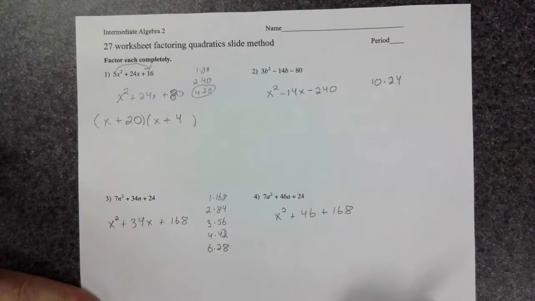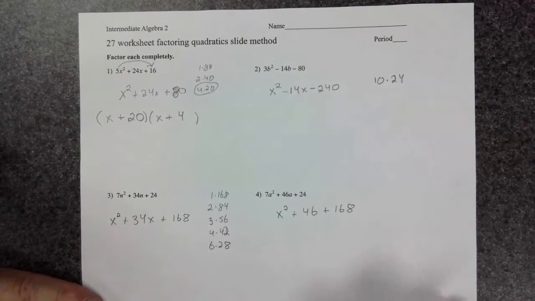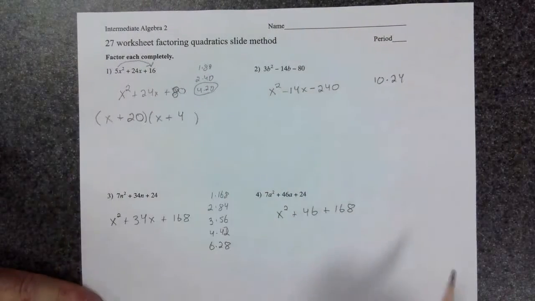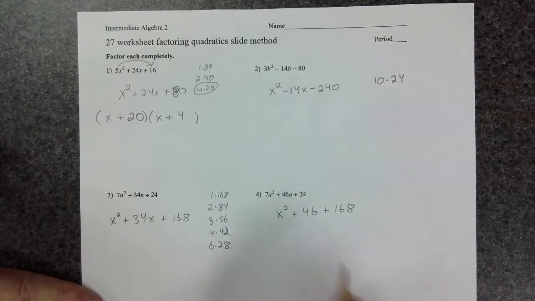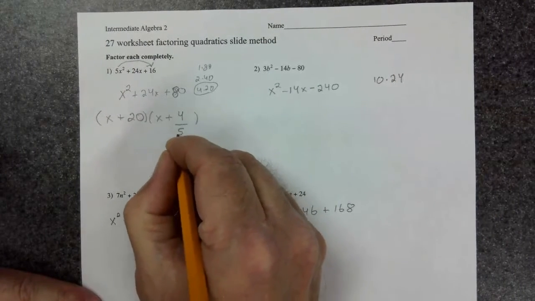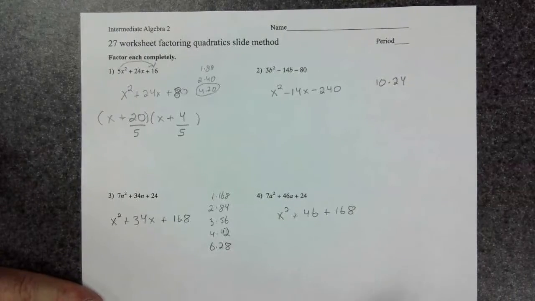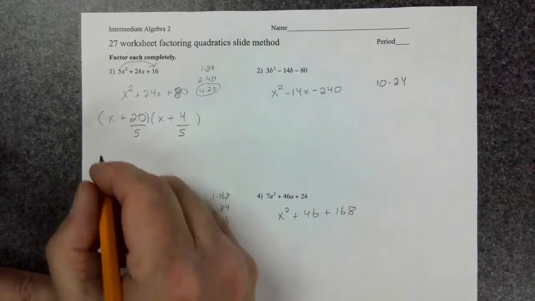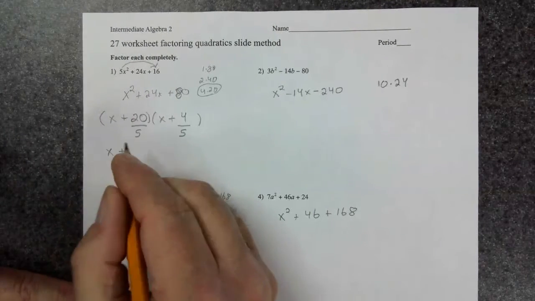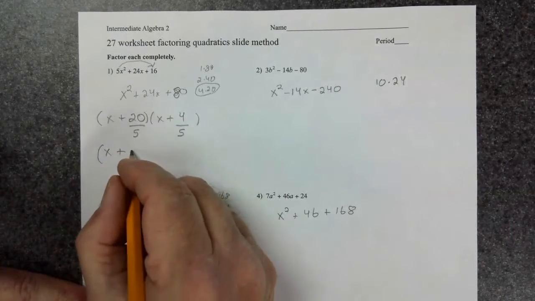All right, now we're not done yet, though. In the slide method, you have to divide the slide now. We slid back a 5. So we got to divide each of these by 5, like that. All right, simplify this one. 20 divided by 5 is 4.